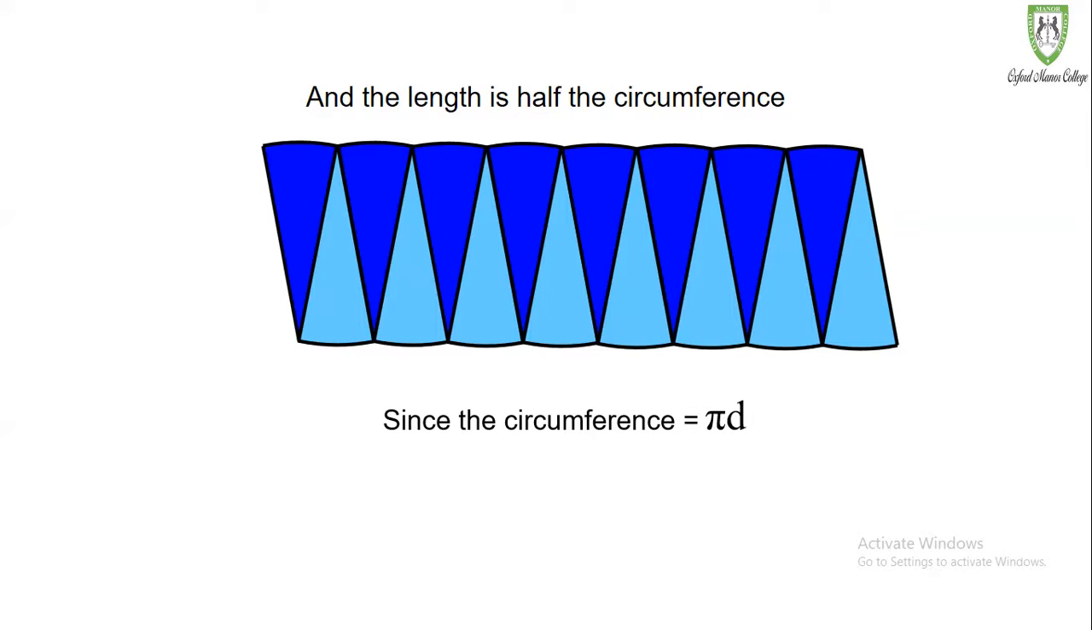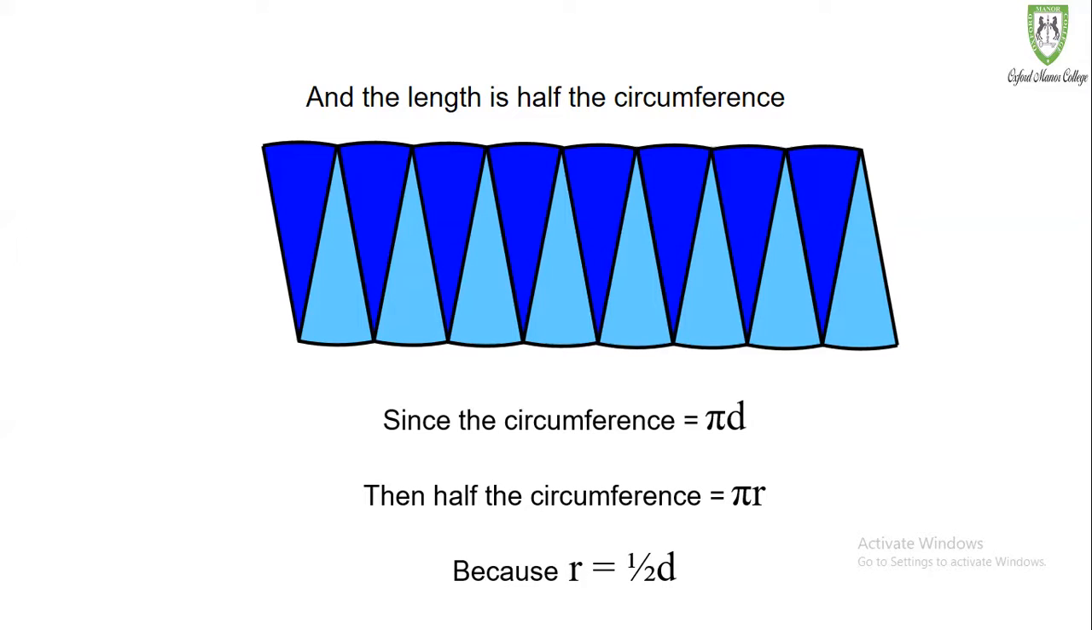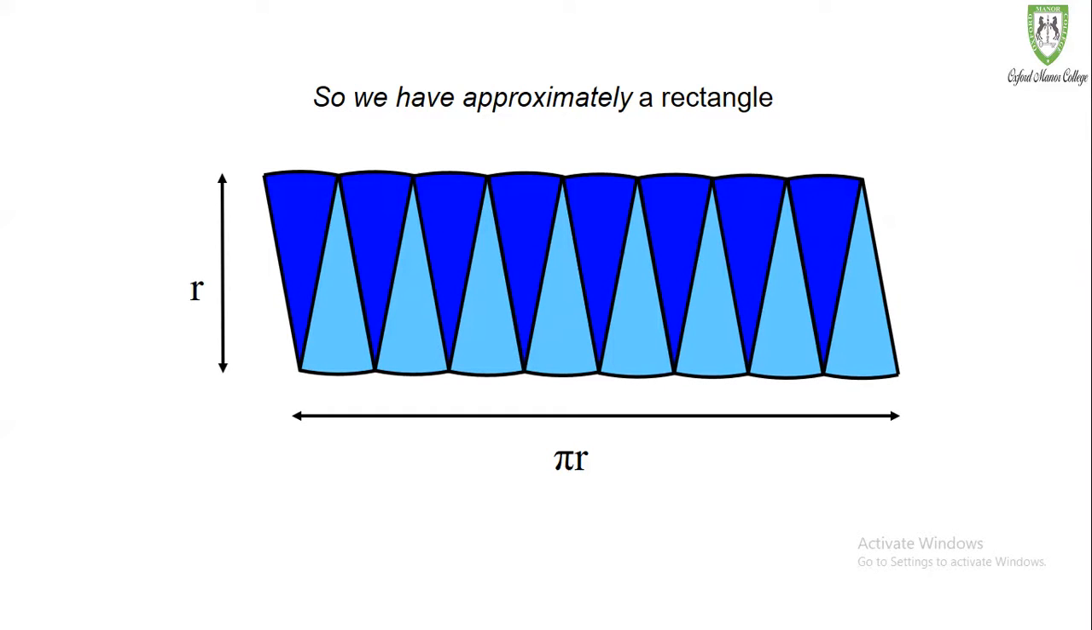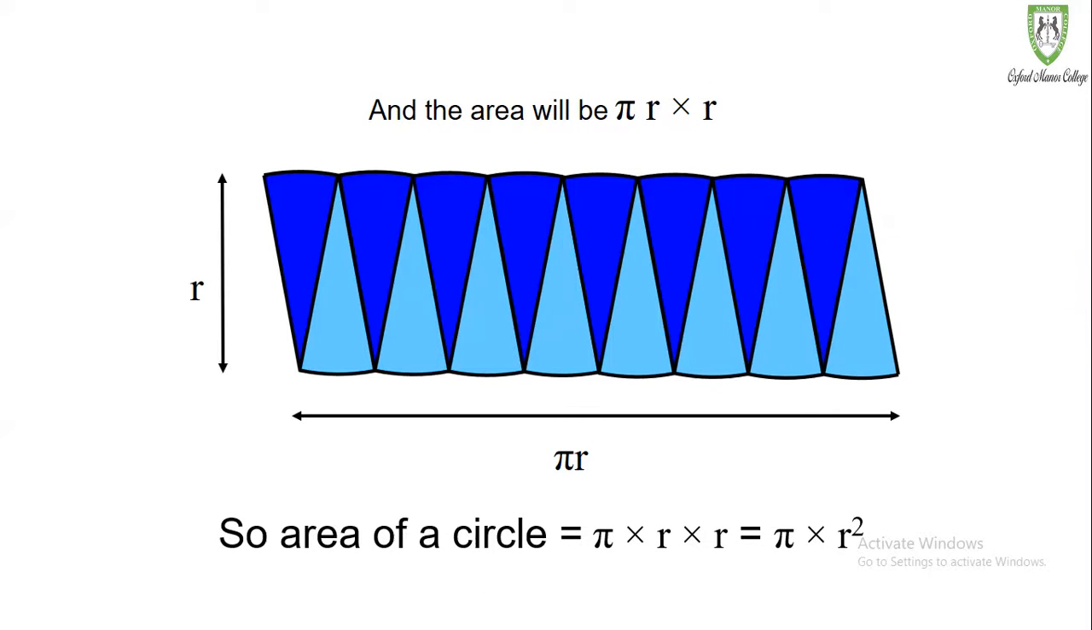Recall, the circumference of a circle is pi d or 2 pi r. So half the circumference we have is pi r, because r is diameter divided by 2. So we have approximately a rectangle. And recall, the area of a rectangle is length times breadth. So that means the area of a circle is radius multiplied by pi times radius, and that will give us pi r squared. That is how the area of a circle is pi r squared.